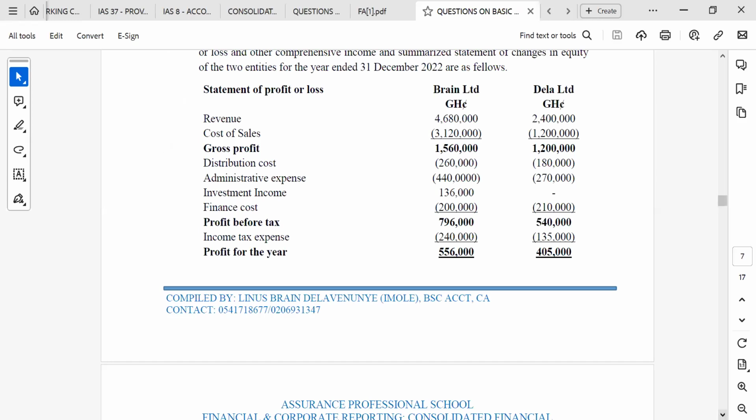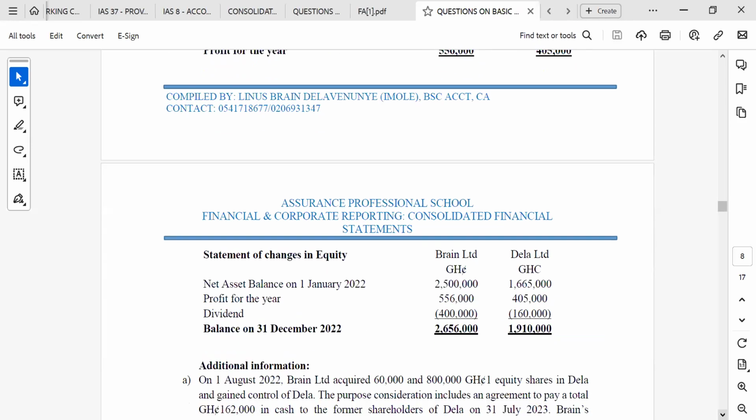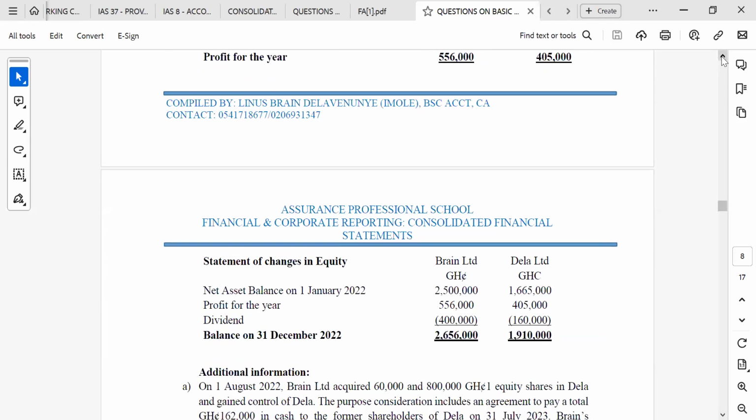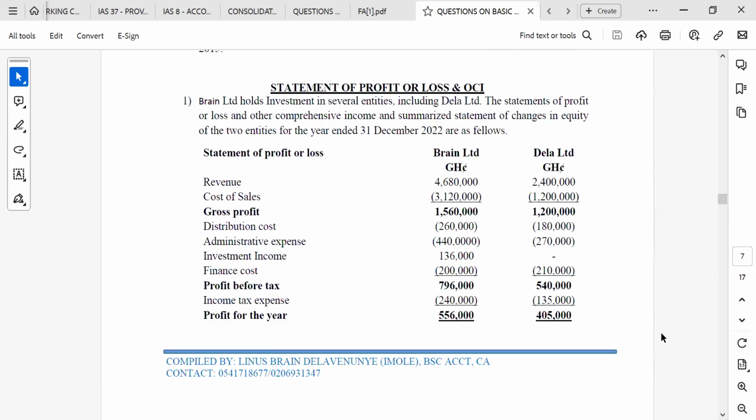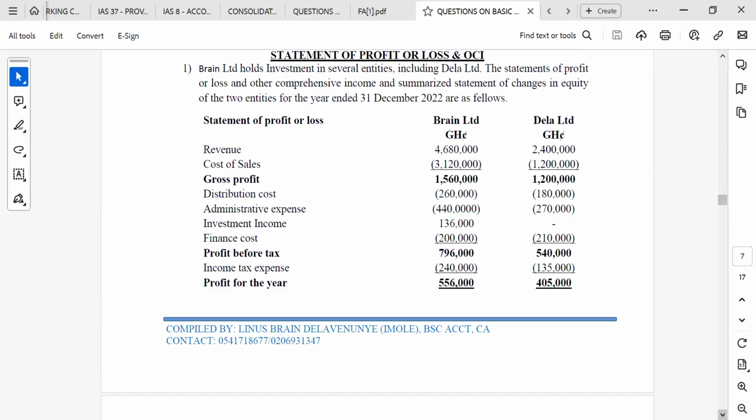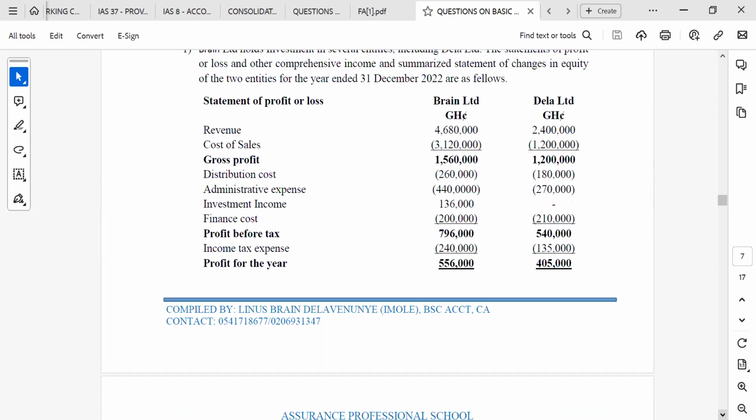There might be an item that might come there. So that is it. The statement of changes in equity will come there. But for now, let's focus on the rest.